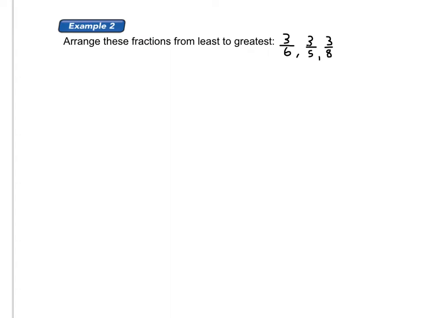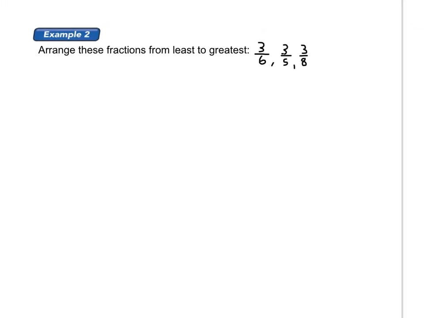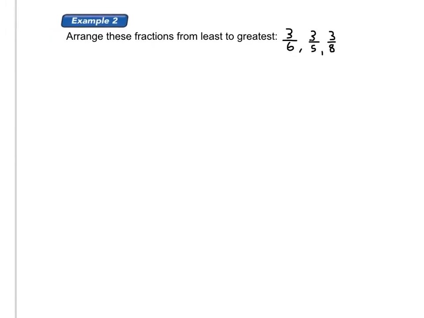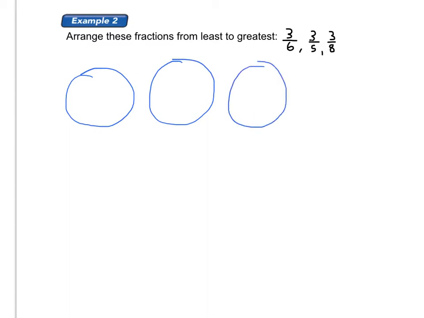Example 2 says arrange these fractions from least to greatest. We got 3/6, 3/5, and 3/8. Well, let's imagine for a second that we've got some pizzas here, and we'll try to make them about the same size. If I take those pizzas, and this one's telling me I divide it up into 6 pieces, I'm going to try to divide this up evenly into 6 pieces. 3, 4, 5, 6. So it'll be about like that.